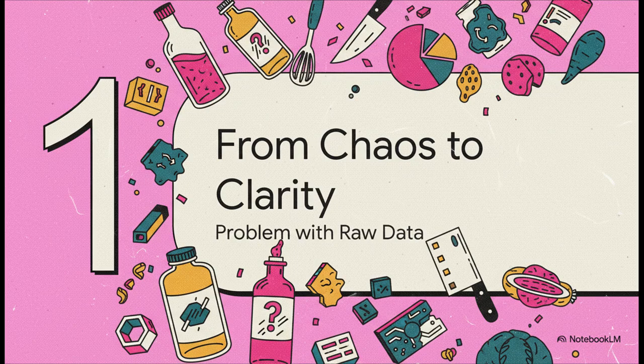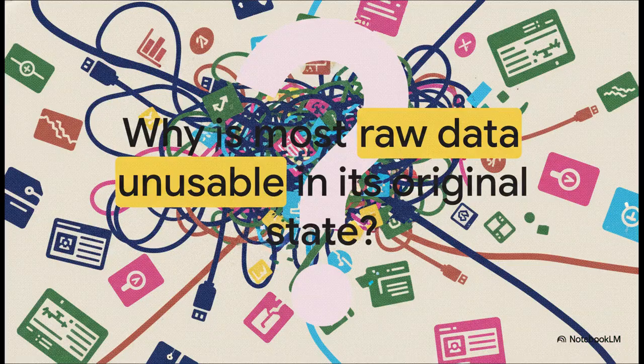I want you to imagine you're trying to cook a 5-star meal, right? But your kitchen is a disaster. Ingredients are missing, some are unlabeled, others are just weird. Well, that's pretty much exactly what it feels like to work with raw data. And that leads to this really big question. Why can't we just use data the way we find it? The short answer? Because in its natural state, data is usually a complete mess. It's just not ready for any kind of real analysis.